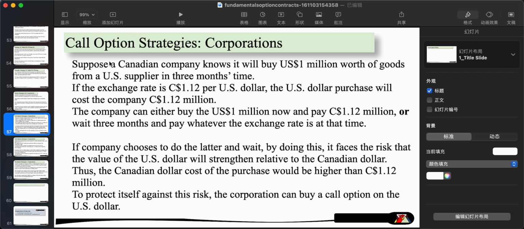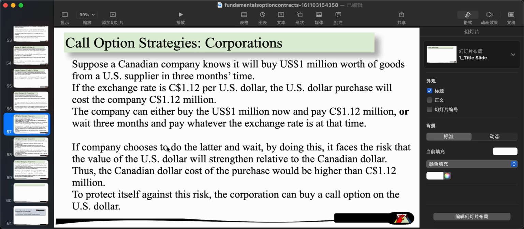So suppose a Canadian company knows it will buy US $1 million worth of goods from a US supplier in 3 months' time. If the exchange rate is 1.12 per US dollar, the US dollar purchase will cost the company $1.12 million. So the company can either buy the US $1 million now and pay $1.12 million, or wait 3 months to pay whatever the exchange rate is at that time.